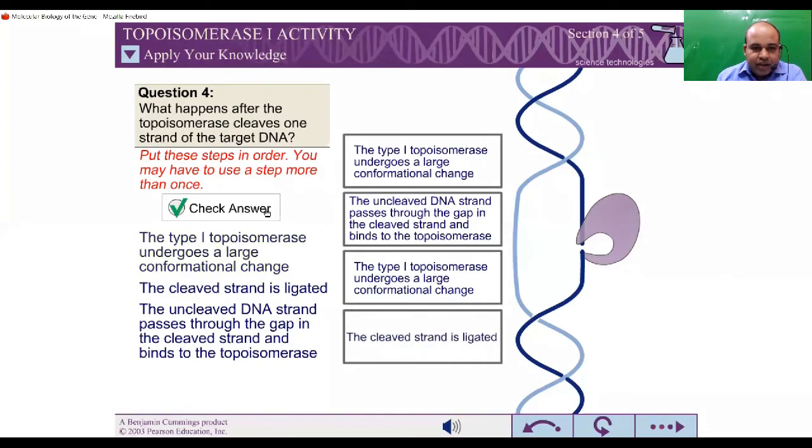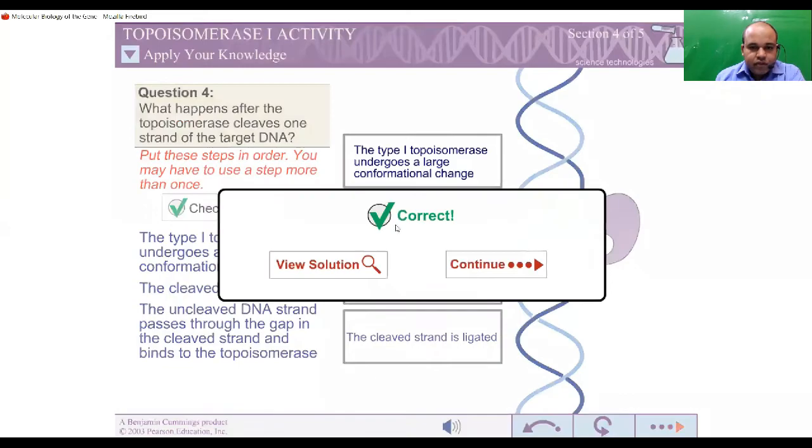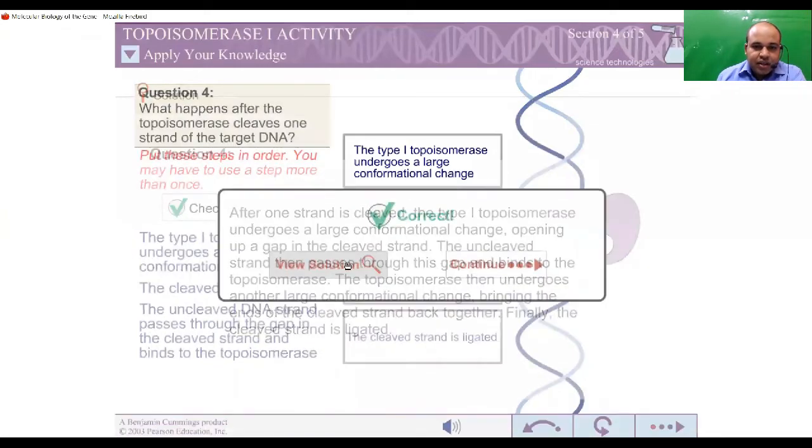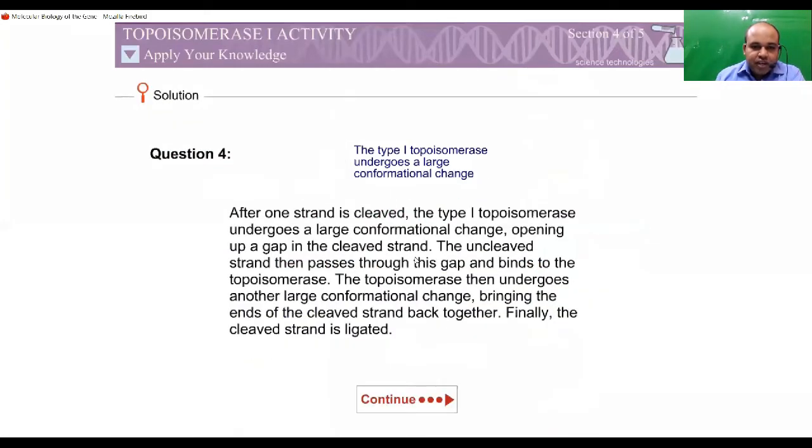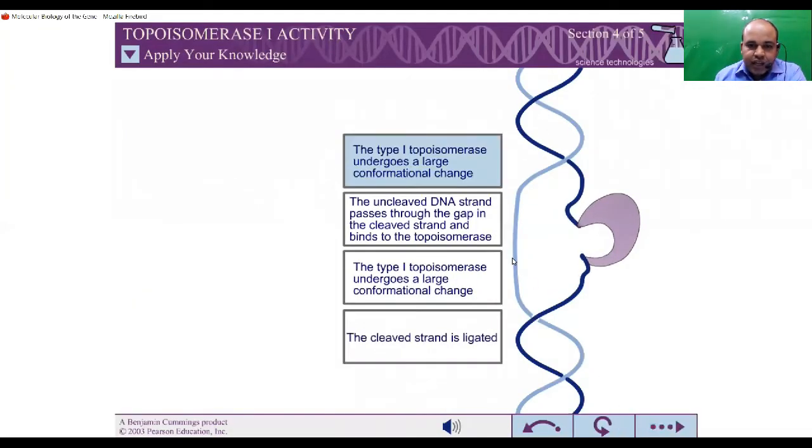The cleaved strand is ligated. Let me look here. Correct. Okay, so this would be the sequence of events that would be taking place. Again, explaining this particular answer. See, for the type 1 topoisomerase to cleave, the following reaction has to take place. Just wait for a second. This is what is going to happen. The type 1 topoisomerase undergoes a large conformational change, cleaving the single-stranded DNA molecule. The single-stranded DNA molecule is made to pass through the second strand just adjacent to it.